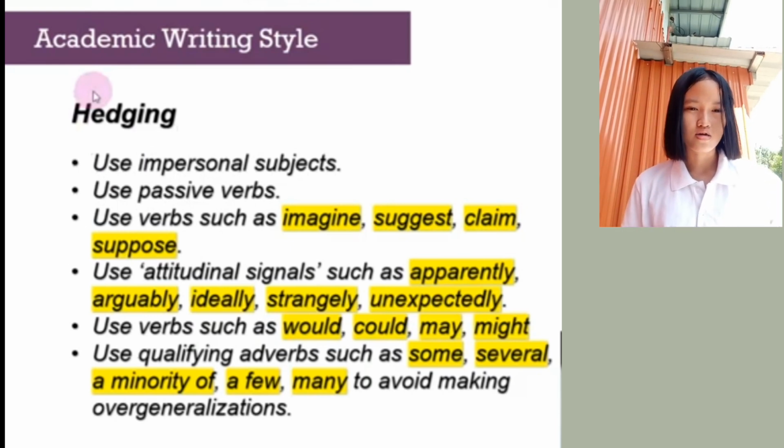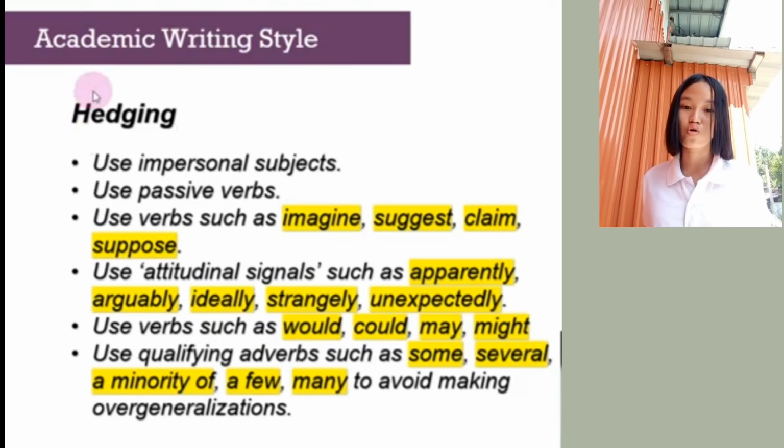So number 3 is use verbs such as imagine, suggest, or claim or suppose. Kung even may magamit tag verbs no is magamit ning imagine, suggest, claim, or suppose. So number 4 is use attitudinal signals such as apparently, arguably, ideally, strangely, unexpectedly. Number 5 is use verbs such as would, could, may, or might.